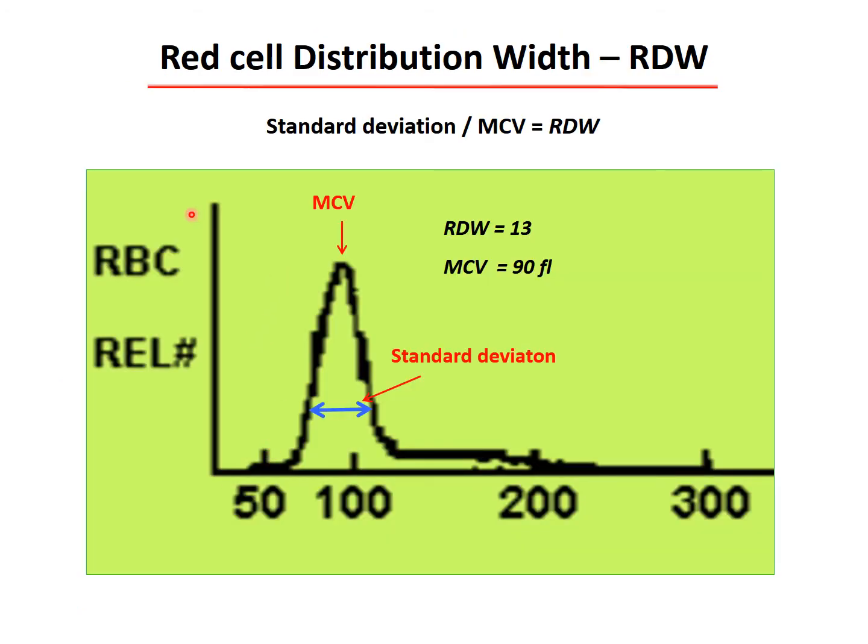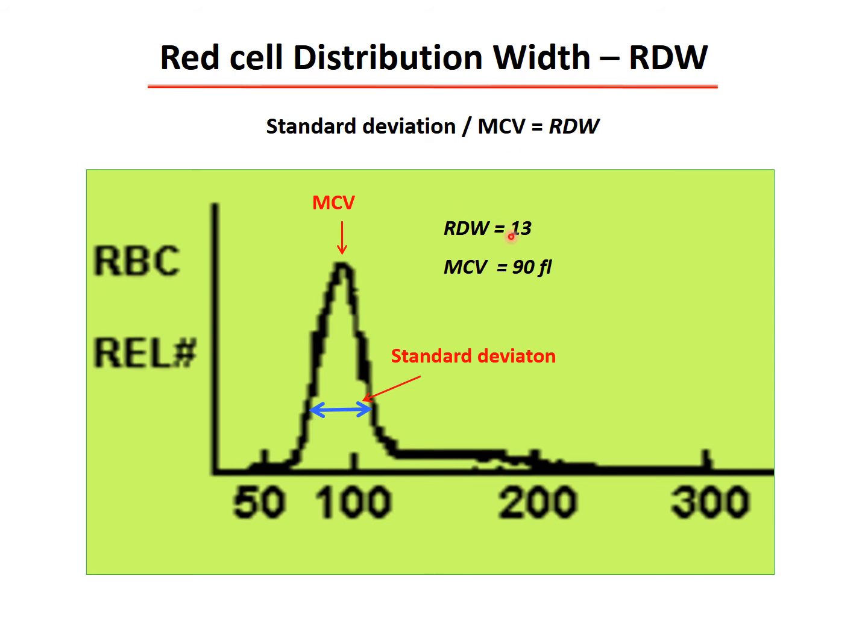Now, what is the red cell distribution width? Basically, the automated cell counter is going to measure the size of the cells and the number. So they are going to show you the distribution of the cell counting. And we do have a standard deviation, basically how wide this Gaussian curve is. And we are going to divide the standard deviation by MCV. This is how we are going to detect the RDW.